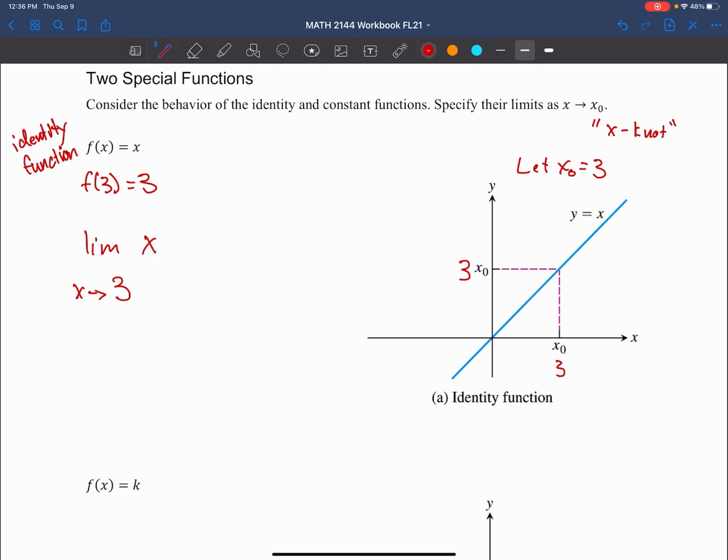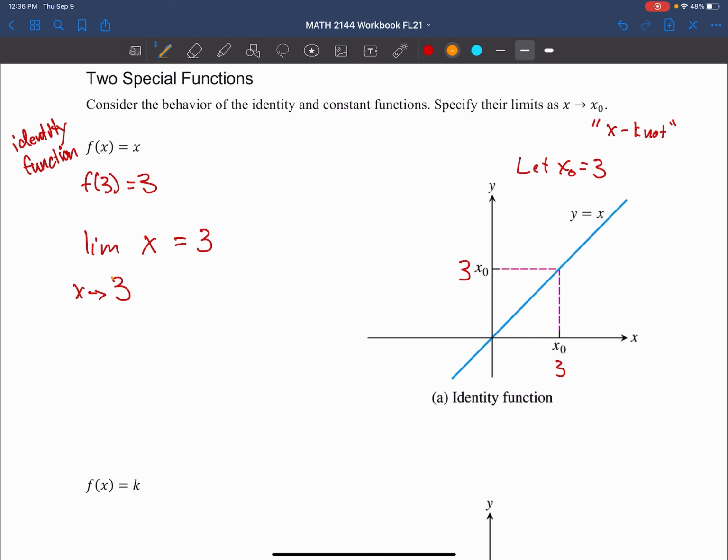I wrote that, of the identity function. Constant functions down below. So let's consider the limit as x approaches 3 of the identity function x. Well, what would it be? If you approach 3 from the left and from the right, you notice what y value are you pointing to? You're going to also be pointing to 3.